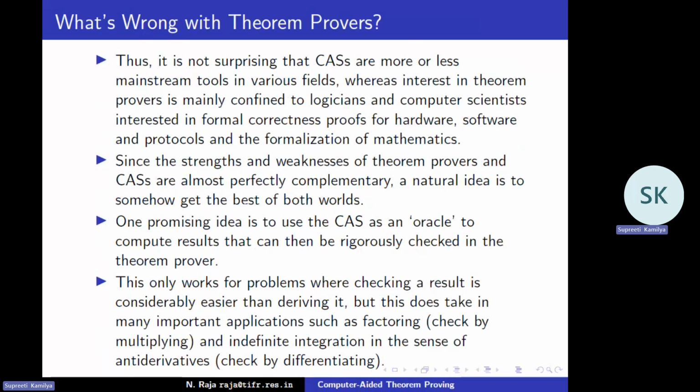Of course, this line of work only works for problems where checking a result is much easier than deriving it. And of course, there are several exceptions to this, like we have seen in the morning today already. So factoring, so there are, okay.